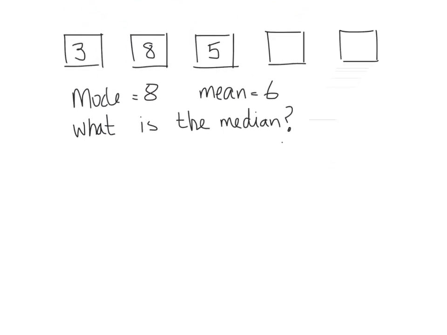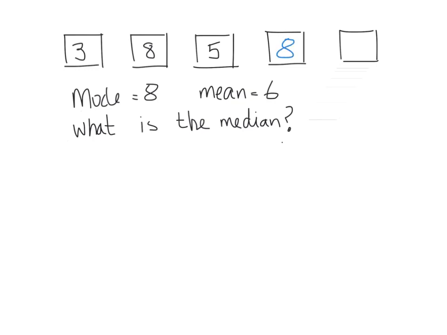Lastly, we've got a question. This type of question can come up in exams, alright? So we're told 3 numbers out of 5, we're told the mode is 8, and we're told the mean is 6. We're also asked, what is the median? Okay, so if the mode is 8, that means that there's at least 2 8s. So I'm going to go ahead and put in an 8.